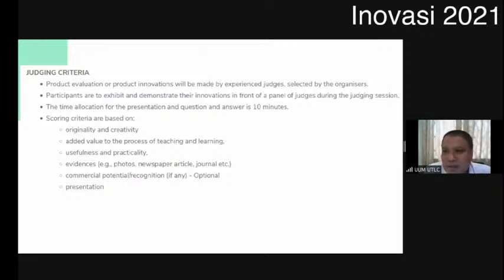Then the judges cannot judge a contestant from the same university. For example, I'm from UUM, I cannot judge the product from UUM, but I can judge the product from outside UUM. And the system will randomize. We have two sets of judges, the experienced judges supported by the intermediate judges. Two judges evaluate one product. So this is the role of the judges.